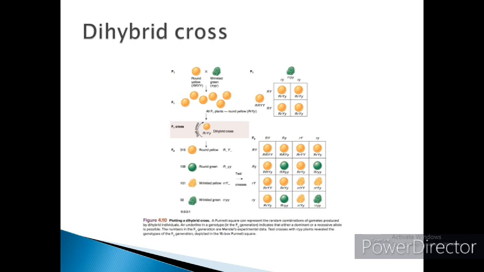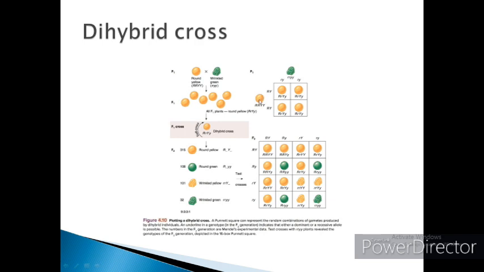Secondly, he took two characters of a plant: the shape of the seed of a pea plant, and also the color. So he studied two characters. That's why this cross is known as a dihybrid cross. Here he took round and yellow, and wrinkled and green. He crossed them and got all yellow and round pea seeds.